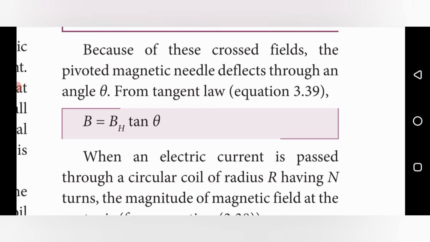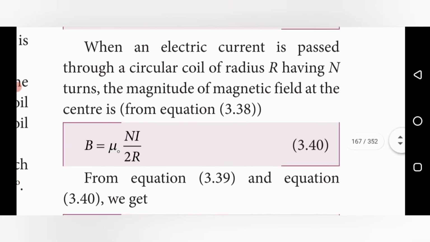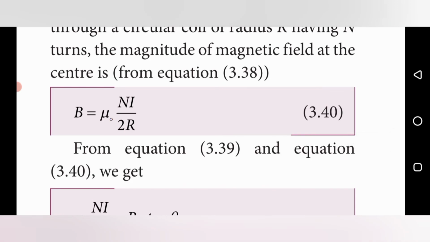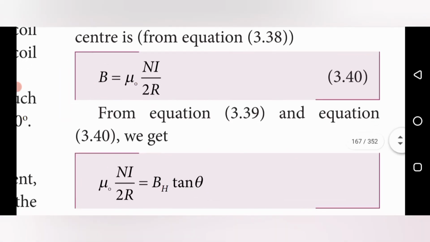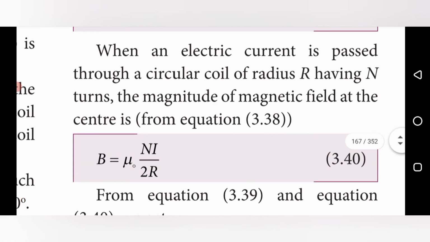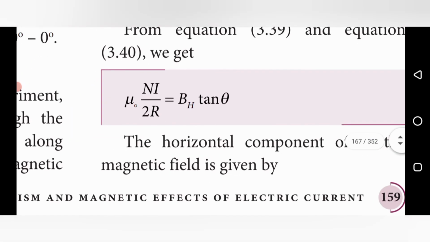When the electric current is passing through the circular coil, with radius r and number of turns n, we have to take the magnitude of the magnetic field at the center. Already you know that the magnetic field of the circular coil, B is equal to mu naught Ni by 2r. So equate these 2 values. Already the tangent law value is B is equal to BH tan theta, and B is equal to mu naught Ni by 2r. This is the magnetic field value when current is passed through a circular coil. Compare these 2 equations. So you will get mu naught Ni by 2r is equal to BH tan theta.